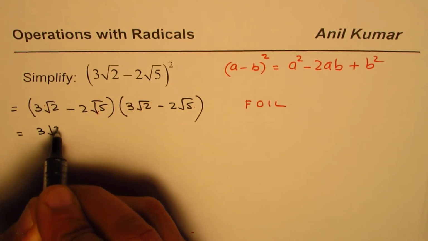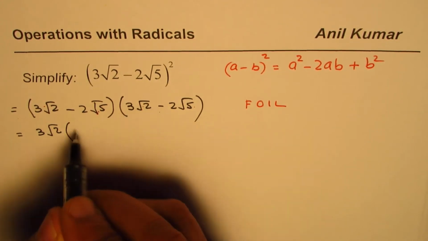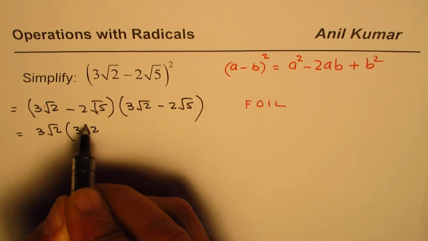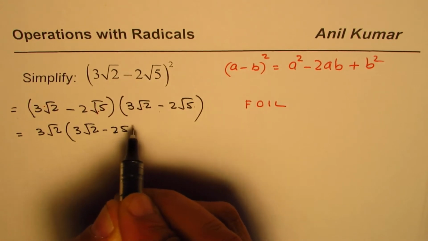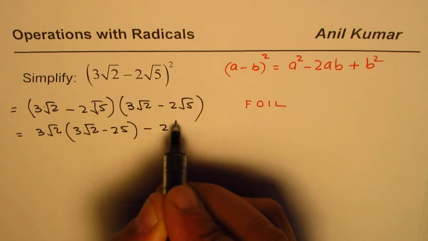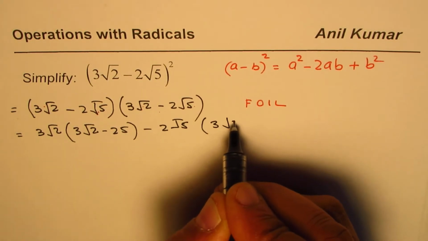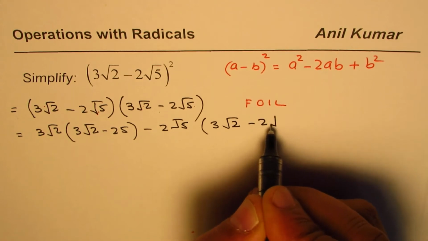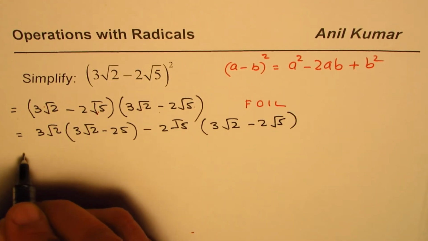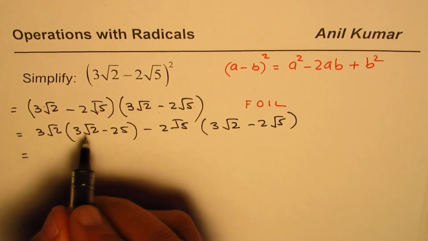So 3√2 gets multiplied by this term, which is 3√2 − 2√5, and −2√5 also gets multiplied with that term, which is 3√2 − 2√5, correct? So let's expand this using distributive property.